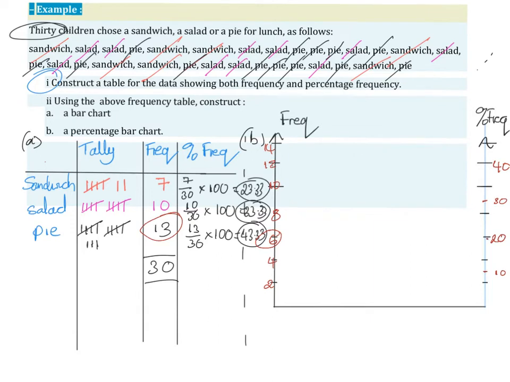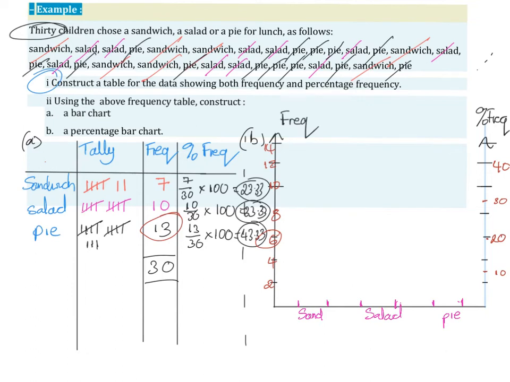I do need to start drawing my graph now, my bar chart. So down the bottom I have the 3 categories. So I have sandwich, I'll just call it sand for short. I've got salad, and I have a pie. Now remember, what I'm aiming to do here is have the bars being the same width and try to keep the same space between all of them. So I might do my salad there, my sandwich there, and my pie there.